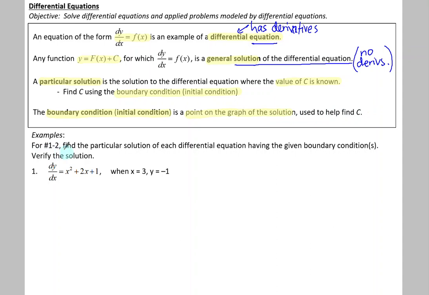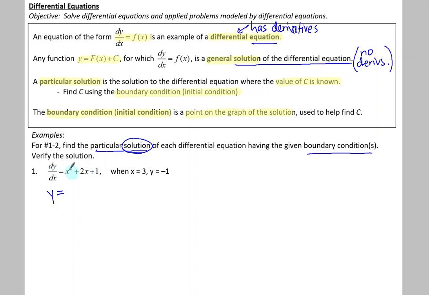For numbers 1 through 2, find the particular solution of each differential equation having the given boundary conditions. Verify the solution. Number 1, dy/dx equals x squared plus 2x plus 1. When x equals 3, y equals -1. So remember, a solution of a differential equation is when we get rid of the derivative. So to get rid of the derivative, we take the antiderivative. Taking the antiderivative of dy/dx takes us back to the original, y.